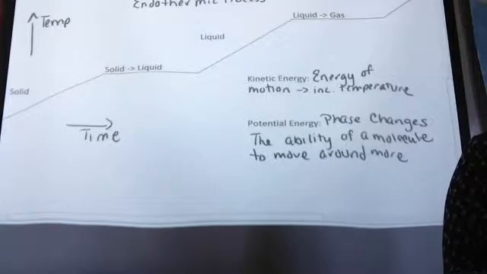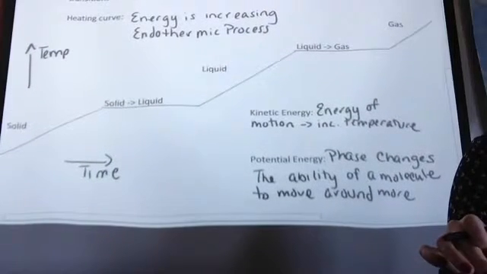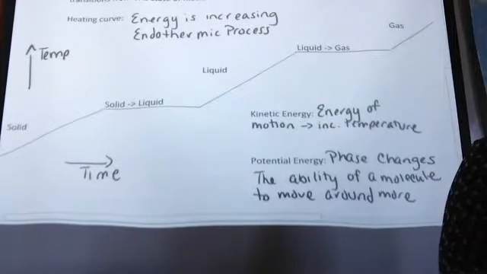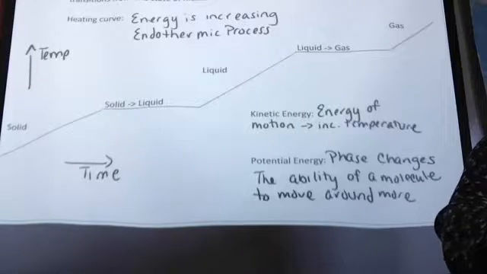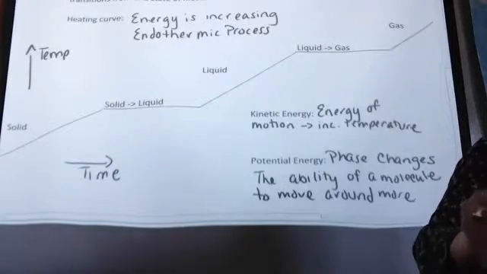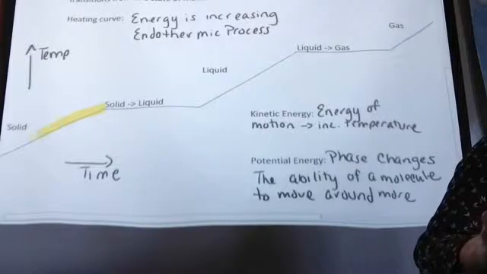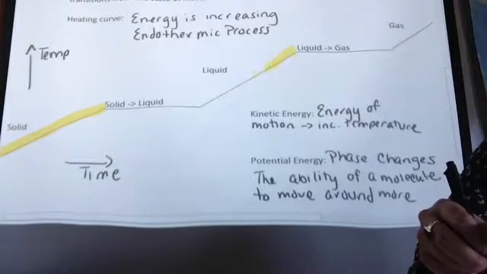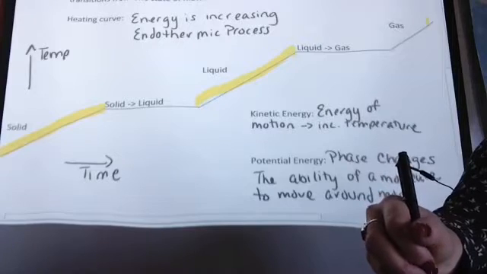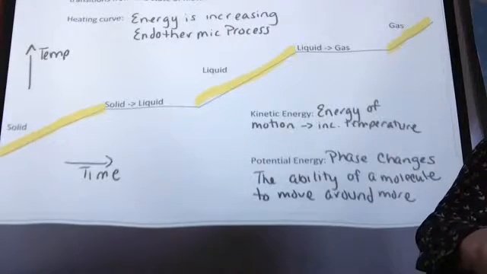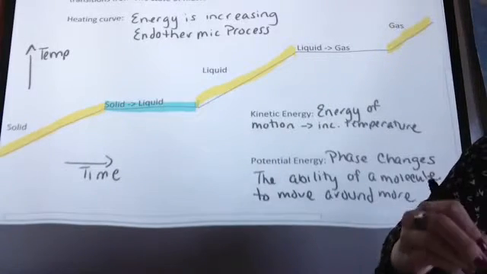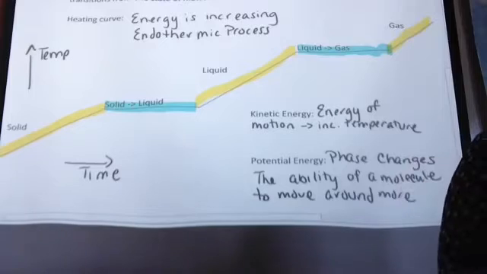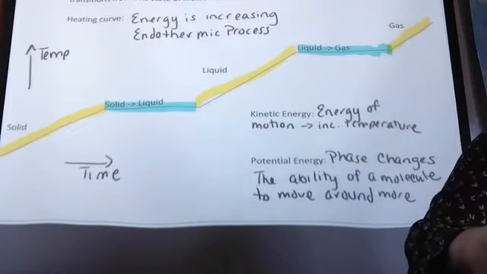Now, on this curve, you have two areas of energy increasing. You have kinetic energy increasing, and you have potential energy increasing. Kinetic energy is where the line is increasing so that the temperature is actually increasing. Whenever the line is going up, the temperature is increasing. But there are two segments where the line is staying still. This is the phase changes. So this would not be a kinetic energy increase, this would be a potential energy increase.